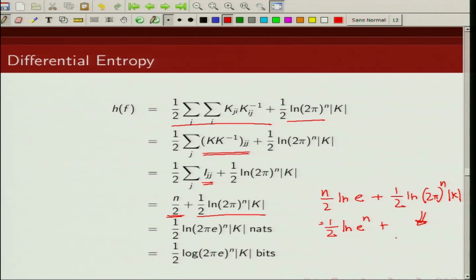So now I have half log of this particular term here. So log of a plus log of b kind of form. So this can be written as log of ab. So this can be combined into this. Now if I write the unit in terms of log to the base 2, I get my differential entropy to be this. So for a multivariate normal distribution with mean mu and covariance matrix K, the differential entropy is given by this.